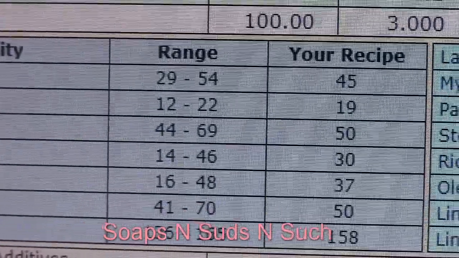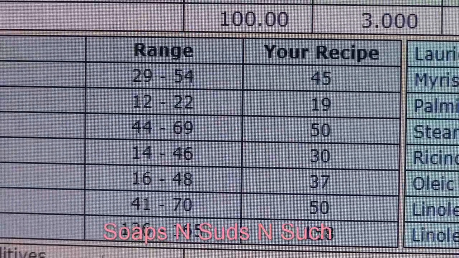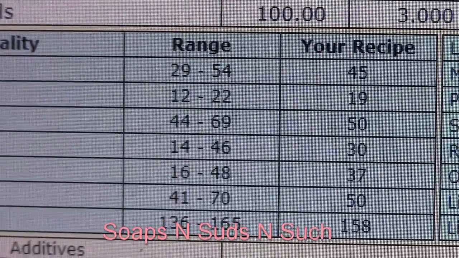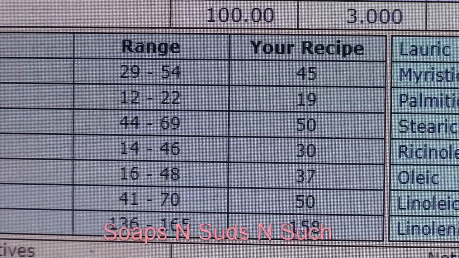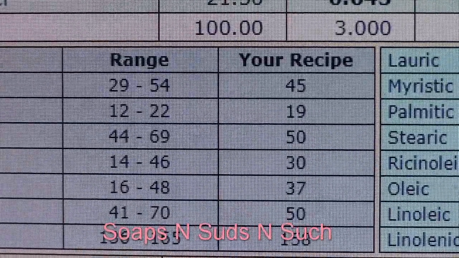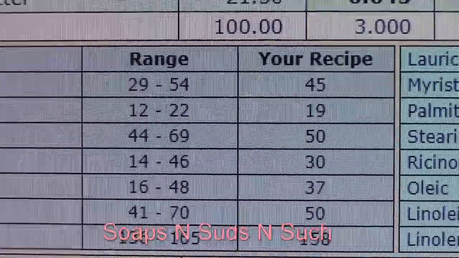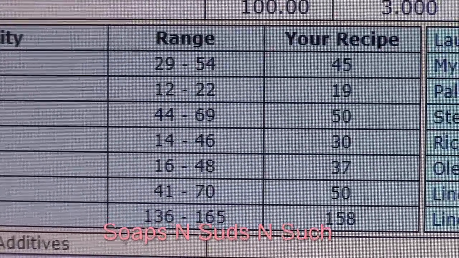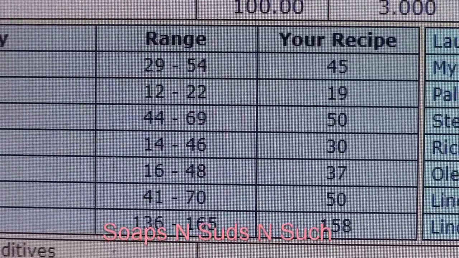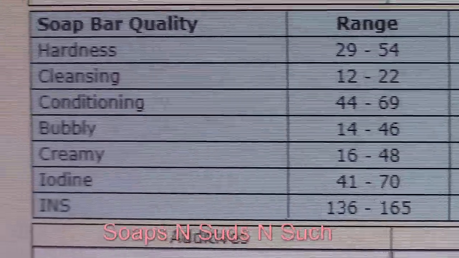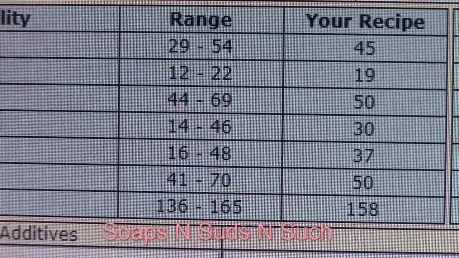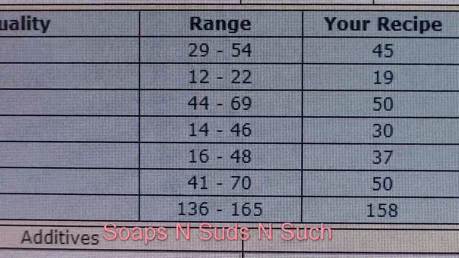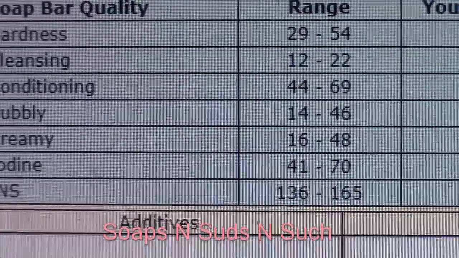Hardness, between 29 and 54. We're at 45. Like I said, I think that's a good number. Cleansing, 12 and 22 is what you want to be between. We're at 19. But then again, we used 8% superfat, so I think we're all right on that. Conditioning, between 44 and 69. We're at 50. I think that's a fairly decent number. Bubbly, between 14 and 46, we're at 30. I think that's an awesome number. The higher I can get my bubbly number, the more tickled I am.